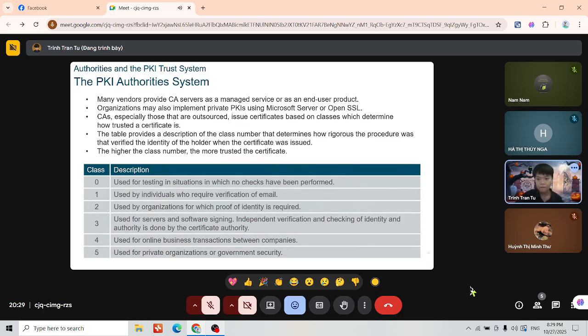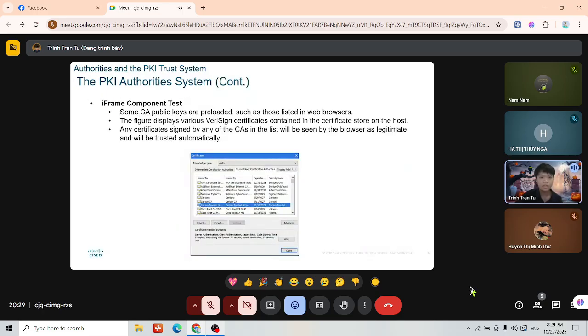And next, seventh, CA public keys. Some CA public keys are preloaded in browsers, for example VeriSign and others. The browser automatically trusts certificates signed by these CAs. When you install a browser, it already contains a directory of trusted CAs, like a global contact list of certificate authorities.